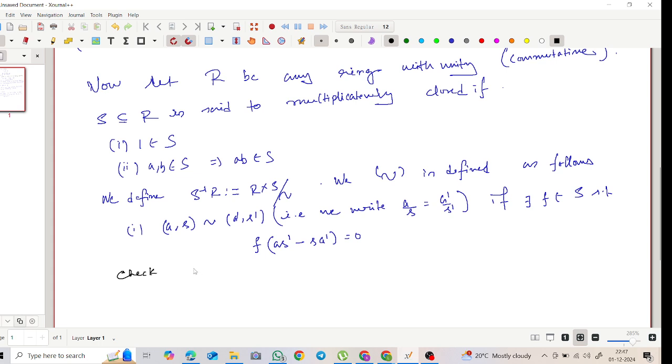Check that this is an equivalence relation. Can you check that this is an equivalence relation?